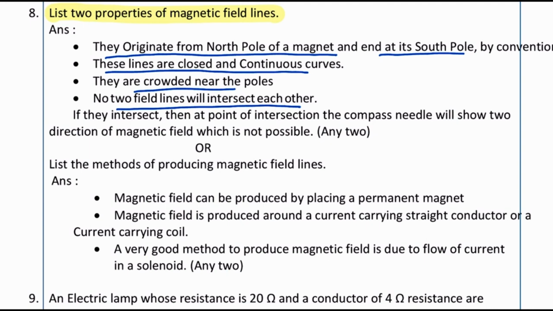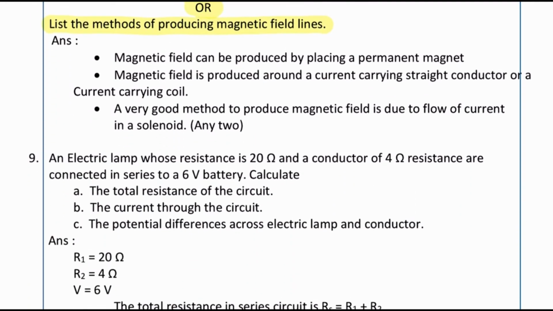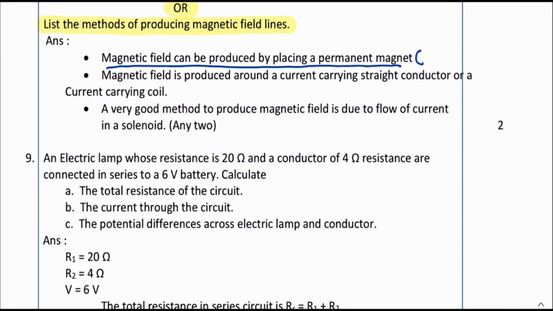And the next question is, here is R. List the methods of producing magnetic field lines. Next, magnetic field lines can be produced by placing a permanent magnet. Yes, they can also be produced by a bar magnet. I think you all know this. Bar magnet, horseshoe or round magnet.